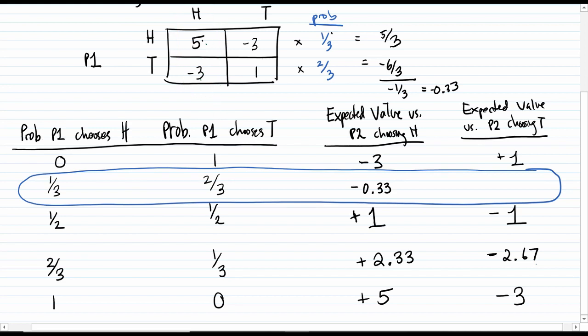How does my payout change if I'm going to switch to heads versus tails instead? Well, I have negative 3 times 1/3, that's negative 3/3. And 1 times 2/3, that's going to be negative 1/3 again. So what's going on? My expected value versus them playing heads is actually exactly the same as my expected value against them playing tails.